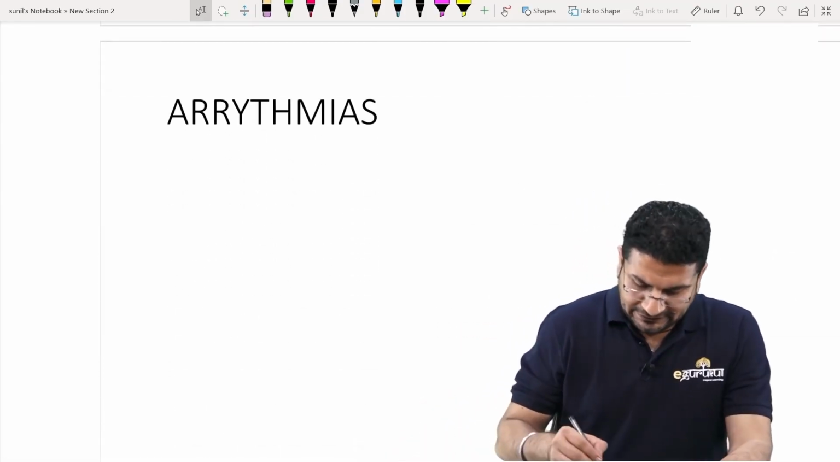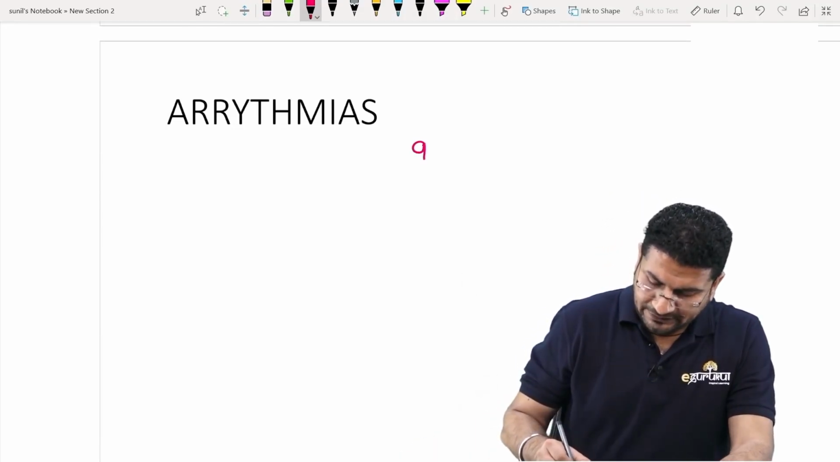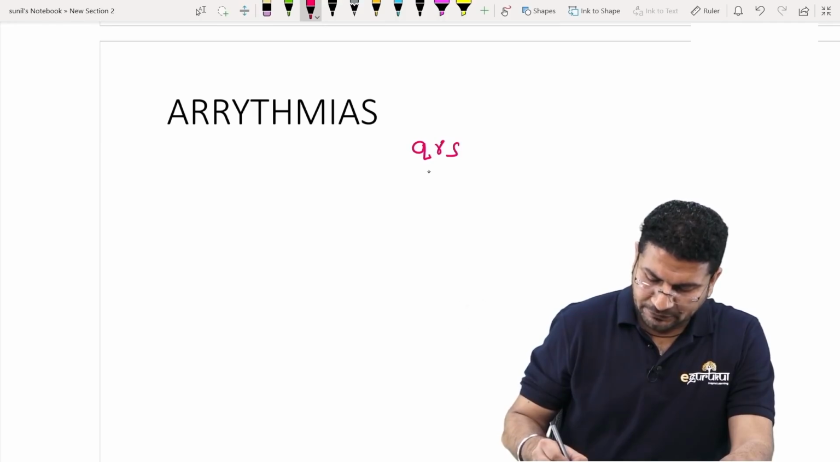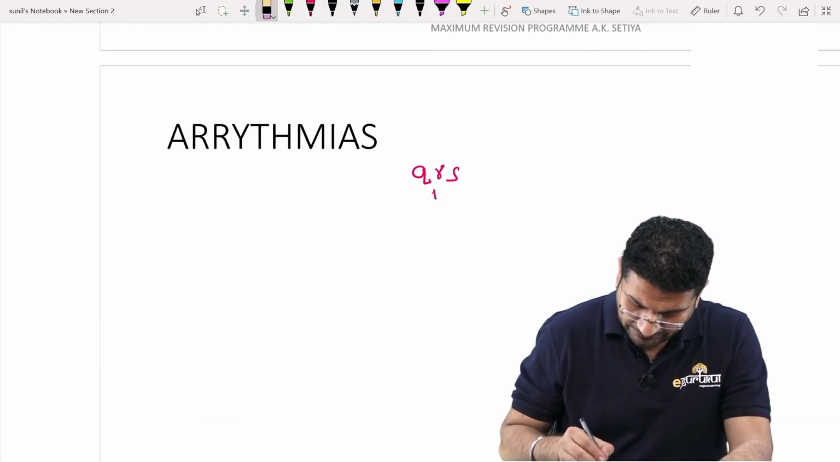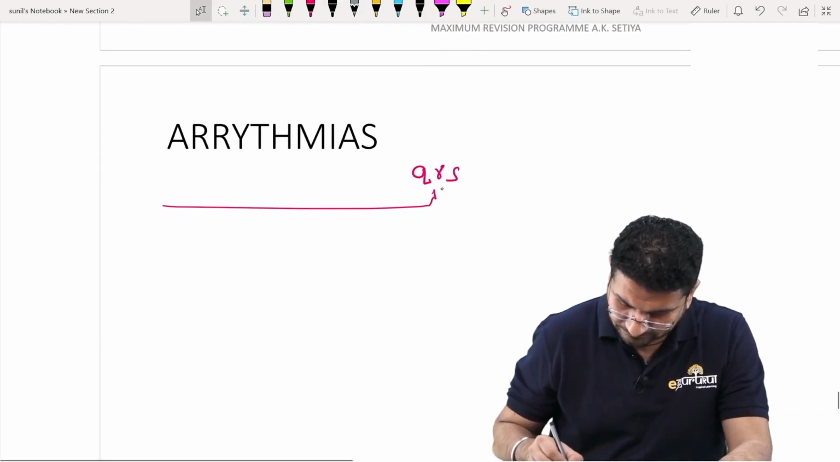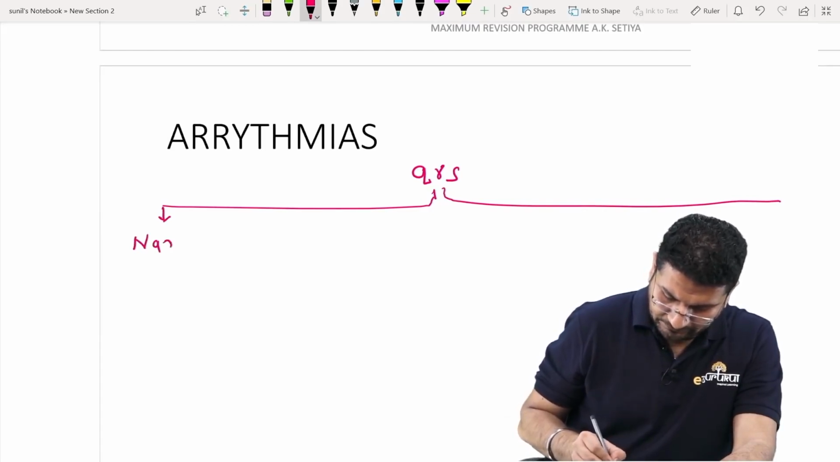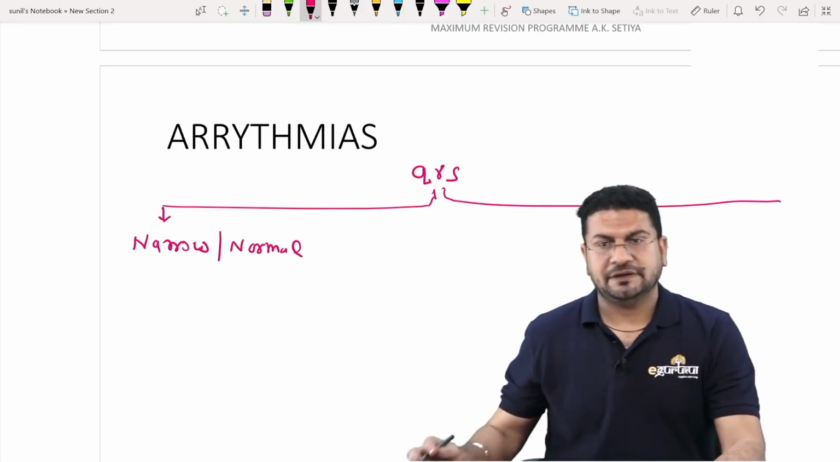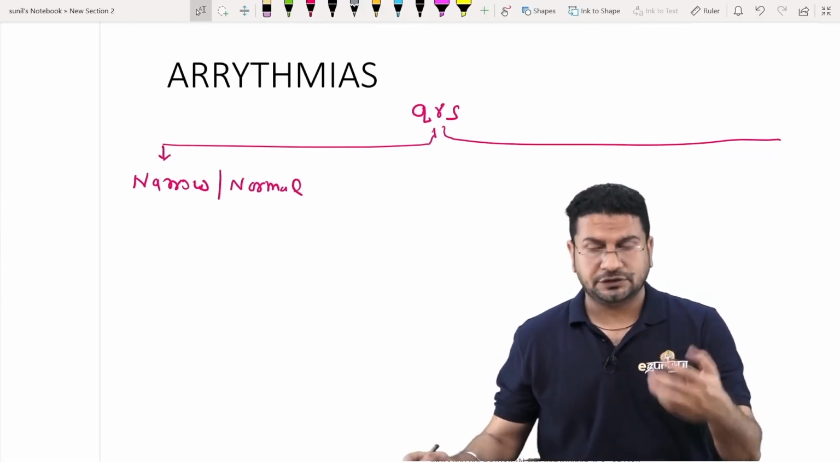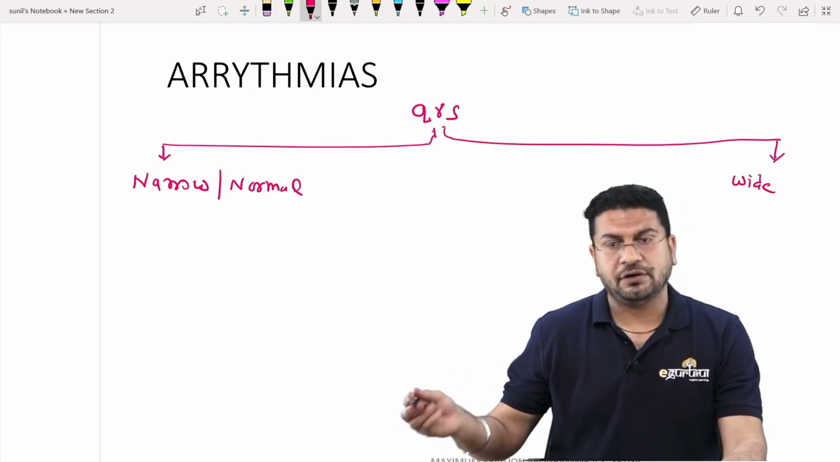Okay, generally they ask questions on tachyarrhythmias, so we differentiate arrhythmias based on QRS. I am writing this classification for you. QRS can be narrow, or I can use the word normal, or it can be wide. So whenever you see a clinical case on ECG of arrhythmia, focus on QRS. First try to understand this: wide or broad.